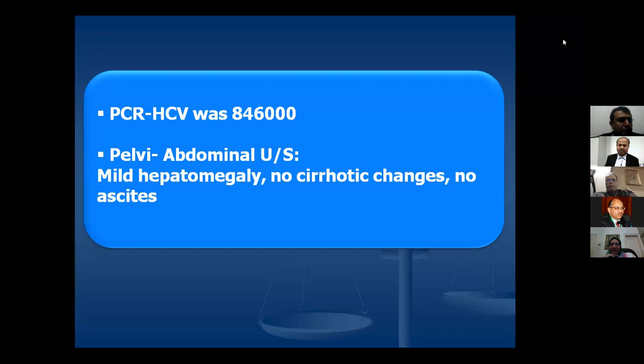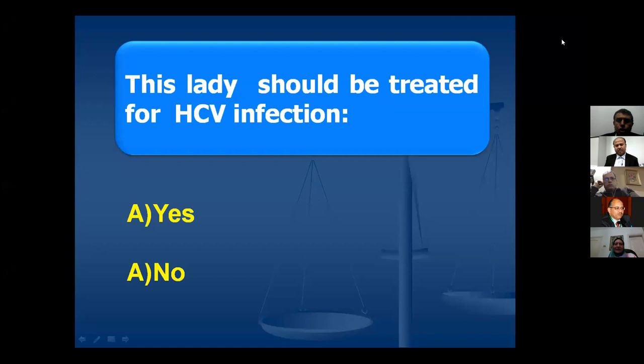Okay. In this situation, PCR for hepatitis C virus has been done and revealed a viral load of 846,000. Sonar has been done, showing mild hepatomegaly, no cirrhotic changes, no ascites. This lady should be treated for hepatitis C virus. Yes or no? Definitely yes. Yes, I agree totally. This is the rule that I have mentioned, Dr. Mai. We should treat all cases.